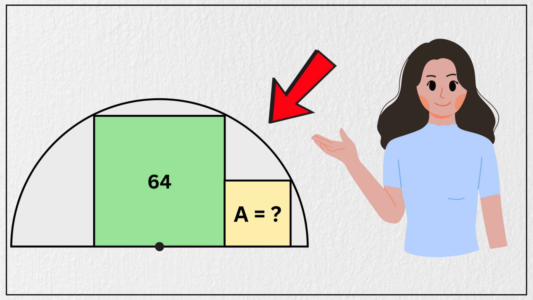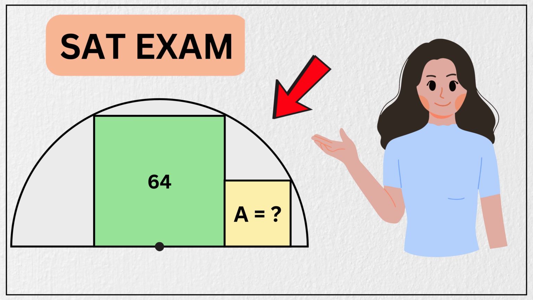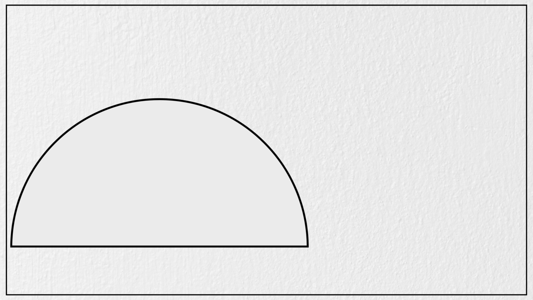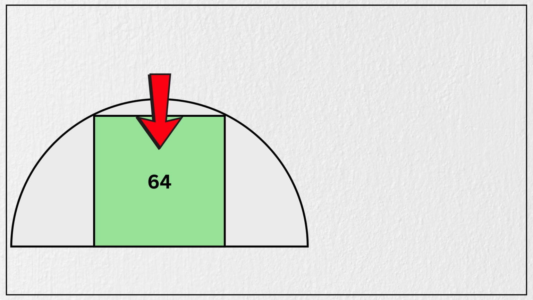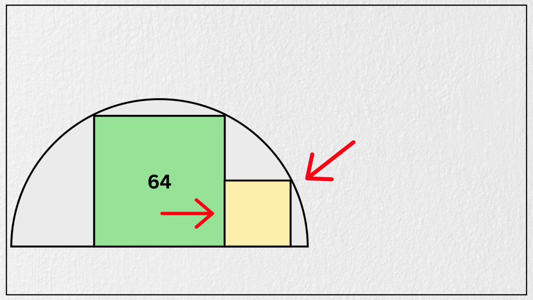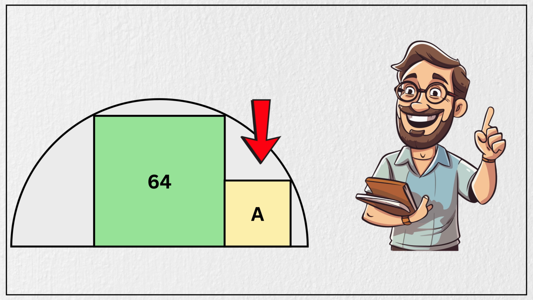Can you solve this tricky geometry question asked in the SAT entrance exam? We are given a semicircle, and inside it there is a large square positioned like this. The area of this square is 64 square units. To the right of it, there is a smaller square touching both the large square and the arc of the semicircle, just like this. And our goal is to find the area of this smaller square.